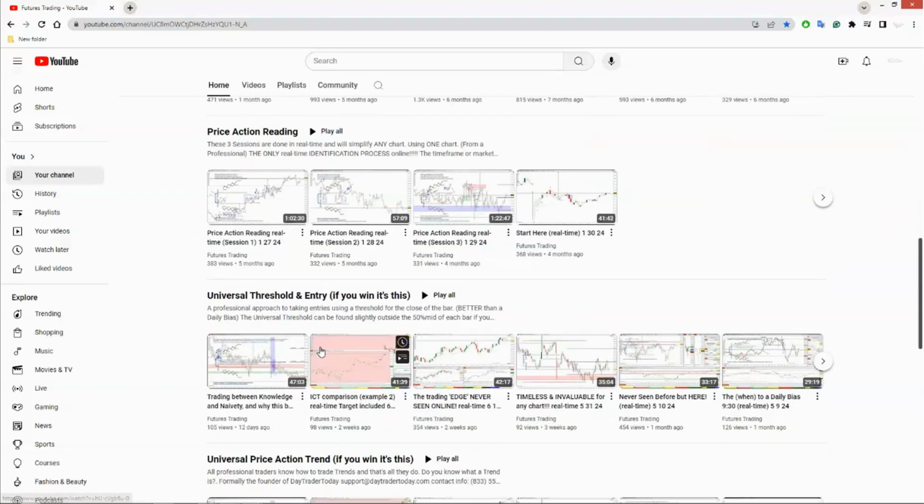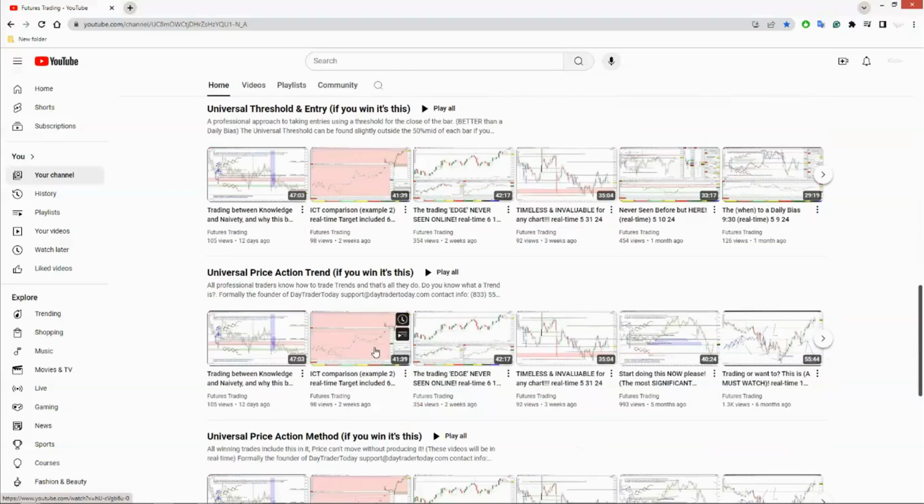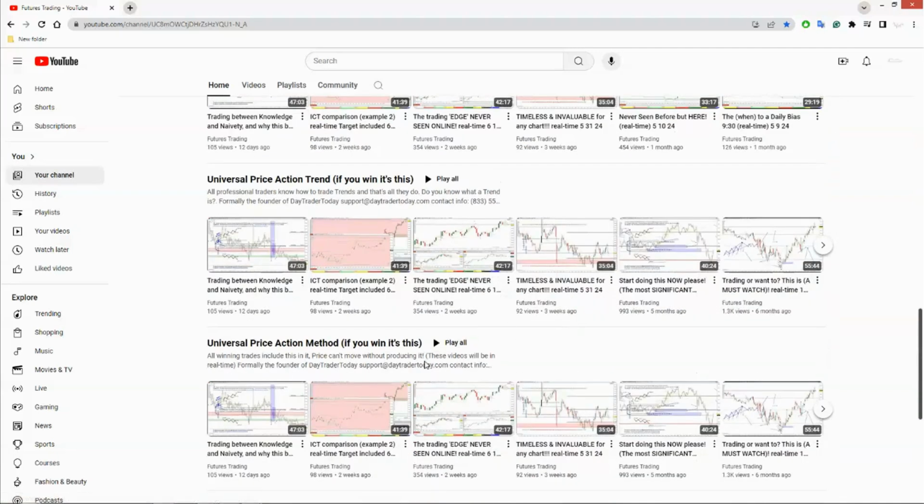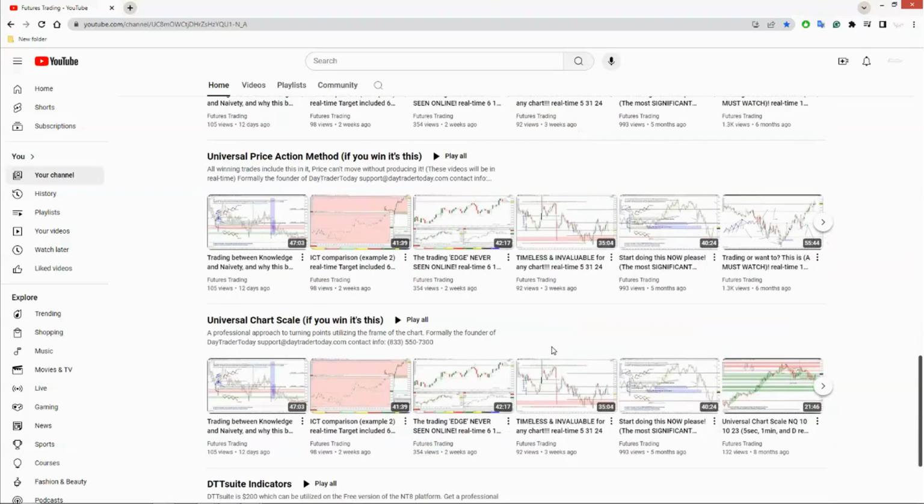And this is the universal threshold, how far the bar will pull back before it resumes. That's the price action trend. I do not use any kind of prior structure breaks. I count the bars, and that's important. The universal price action method, a bar and a bar and a half, lets you get it in real time and know that it should keep continuing on.